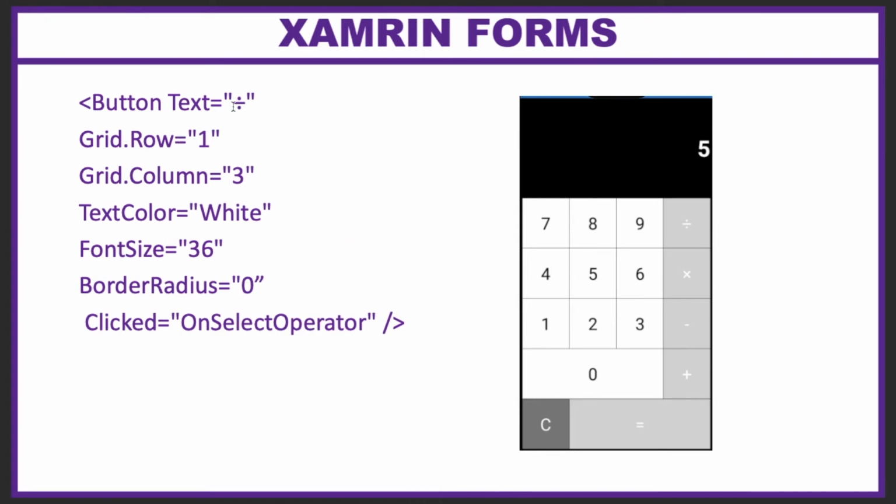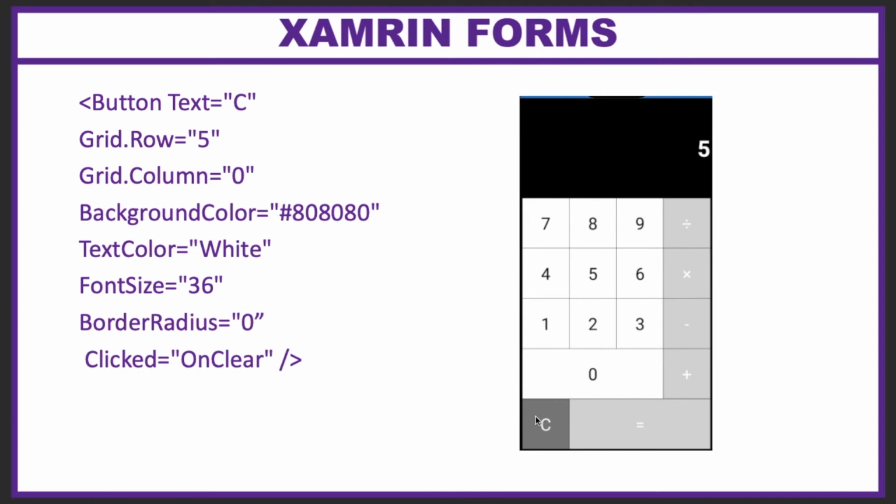Next, we are defining the button for divide operator. So in this location it has been given. So row 1 column 3. Here we are calling the next function, on select operator. So we have to define this on select operator in our C# function so that it will get what operator has been selected.